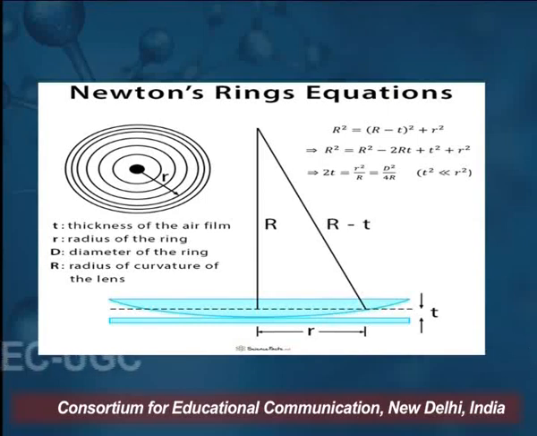T is the thickness of the air film between the plano-convex lens and the glass plate. r is the radius of the ring, which depends upon T. As T changes, the radius will change. Capital D is the diameter of the ring. Capital R is the radius of curvature of the lens, the plano-convex lens which we are using, whose form is circular. So R is the radius of curvature of the plano-convex lens. We see that R minus T, as this T is the thickness of the air film which is in between the plano-convex lens and the glass plate.